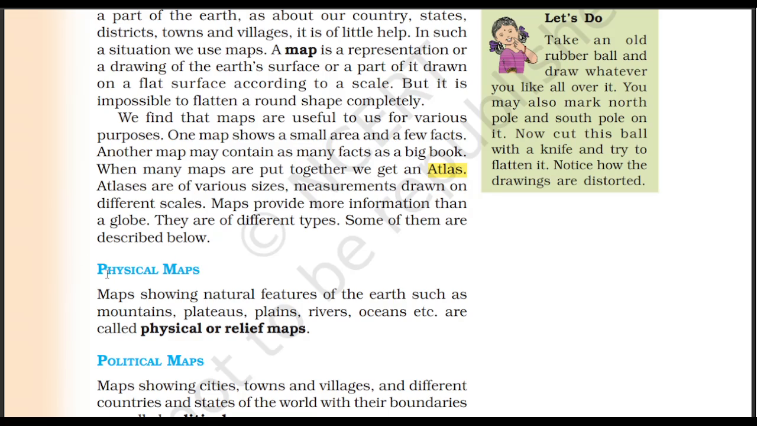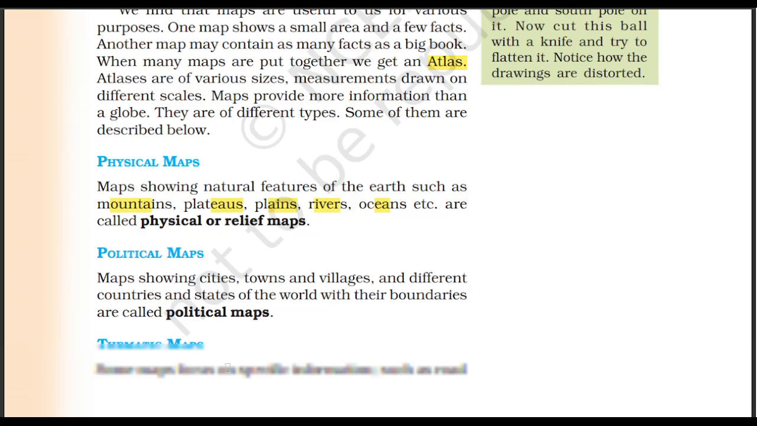Physical map. A map showing natural features of the earth such as mountain, plateau, plain, river, ocean, etc. All these are physical features of the earth. Means this is a physical map, or relief map.